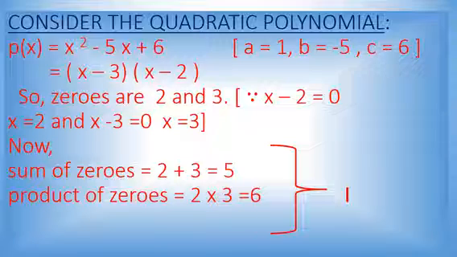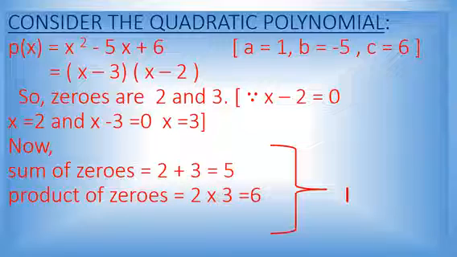So to continue our discussion, let us take one quadratic polynomial, say x square minus 5x plus 6. If I compare this with the general quadratic polynomial, a is 1, b is minus 5 and c is 6. Now let us factorize x square minus 5x plus 6 by splitting the middle term, and we get the factors as x minus 3 and x minus 2. It is clear that x minus 3 will be 0 when x is 3 and x minus 2 is 0 when x is 2. It means that the zeros of this polynomial are 2 and 3.